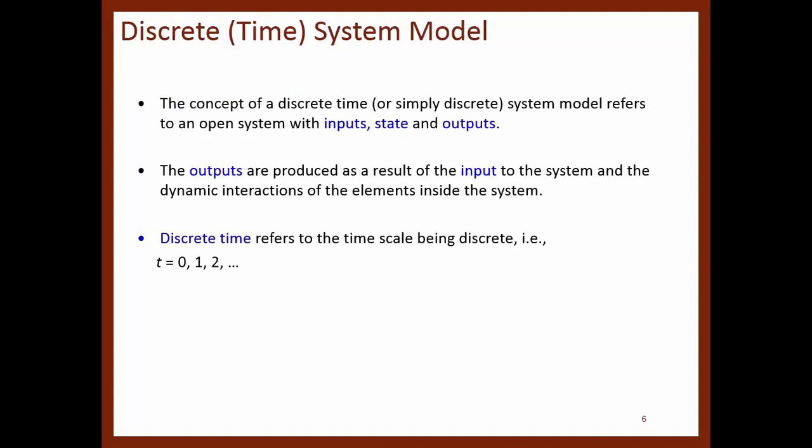So let's talk about discrete time system models. This concept of a discrete time, or simply discrete system model, refers to an open system with input, state, and outputs. So again, this could be anything like a machine or a road that you're trying to represent. The outputs are produced as a result of the input to the system and the dynamic interactions of the elements inside the system. Discrete time refers to the time scale being discrete, so time will go from 0 to 1, from 1 to 2, and so on. We are not going to be looking at fractional time points. We are going to look at integer time points.